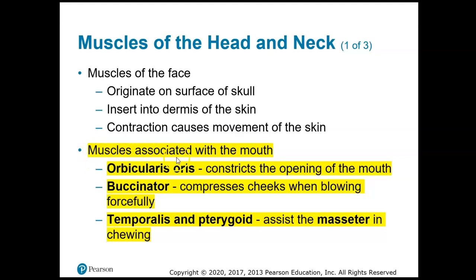So this is just very general information. Muscles associated with the mouth. There is the orbicularis oris, which is the muscle around your actual mouth, and it constricts the opening of the mouth. And it would be used like sucking. That would be the action. The buccinator compresses the cheeks when blowing forcefully. So if you play the trumpet, buccinator muscle. The temporalis and the pterygoid assist the masseter. So make sure you know that the masseter is involved in chewing.